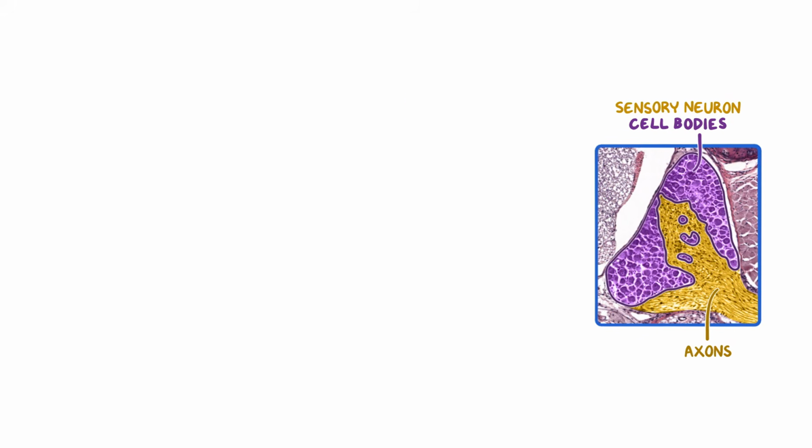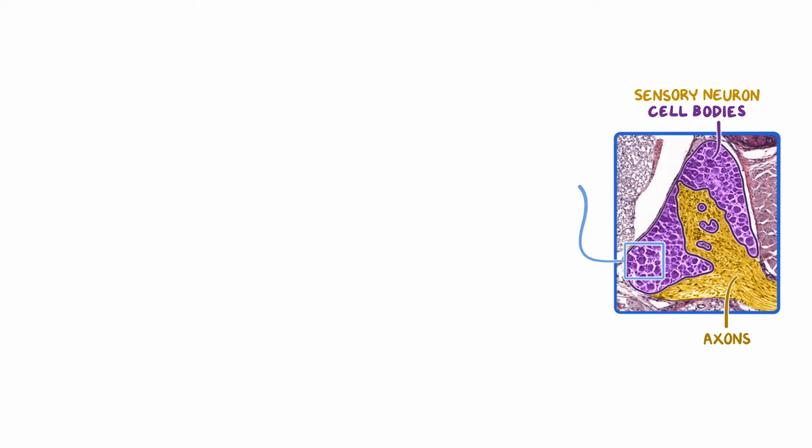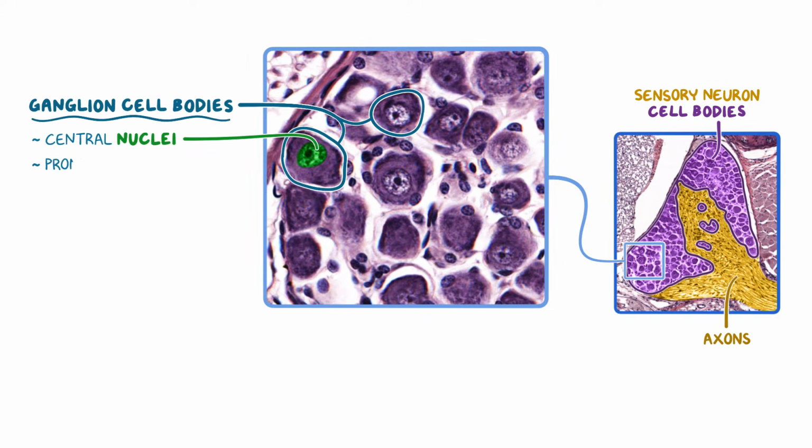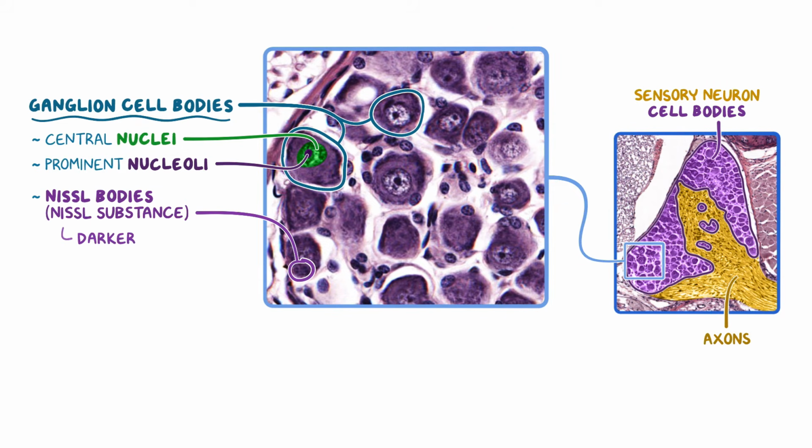Now, if we zoom in even further to 100 times magnification, we can see the purple-stained ganglion cell bodies more clearly. These cells have large cell bodies with central nuclei and prominent nucleoli that stain dark purple. Nissl bodies, or Nissl substance, are the darker spots or granules in the cytoplasm, which actually consist of the rough endoplasmic reticulum and free ribosomes.